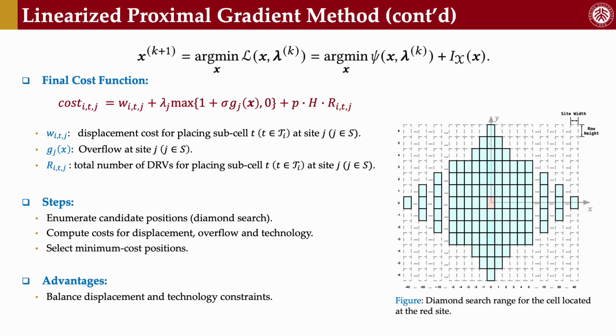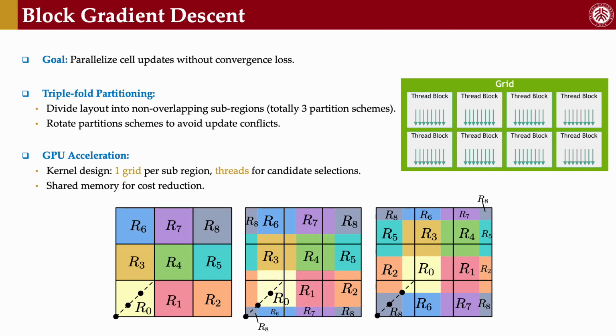For each cell, we enumerate the candidate positions nearby through the diamond search method, compute the cost for displacement, overflow, and technology issues, and select the position with the minimal cost. These methods enable us to efficiently search for the optimal cell placement while taking into account both the displacement and the constraints. The block gradient descent method aims at parallelized cell updates without sacrificing convergence speed.